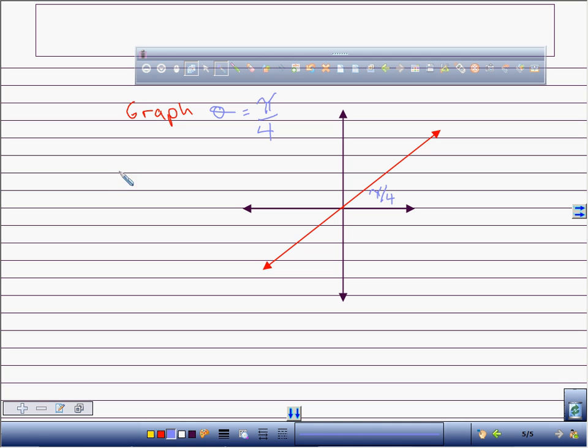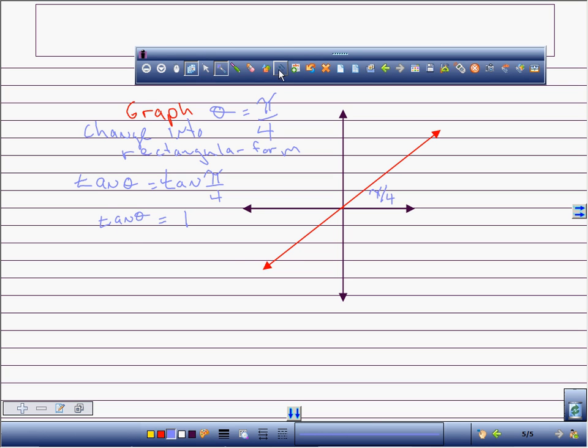Now, if you want to change it into rectangular form, that's kind of tricky. What you have to do is take the tangent of both sides. So the tangent of theta equals the tangent of pi over 4. What is the tangent of pi over 4? 1. So I get 1 equals the tangent of theta, right?